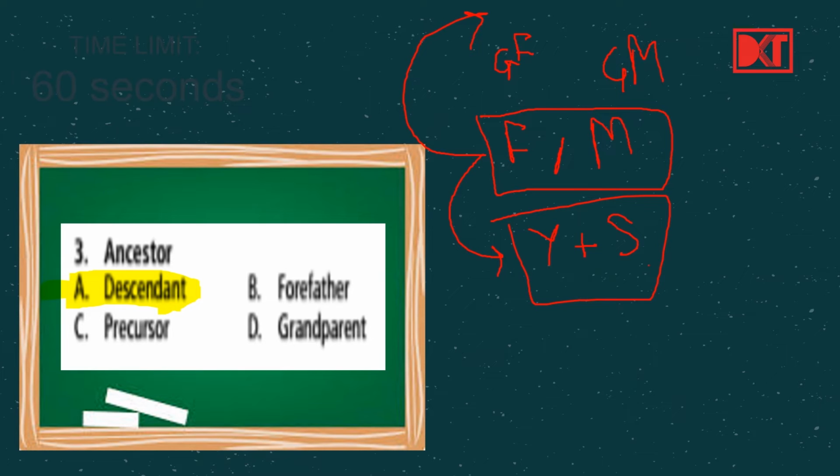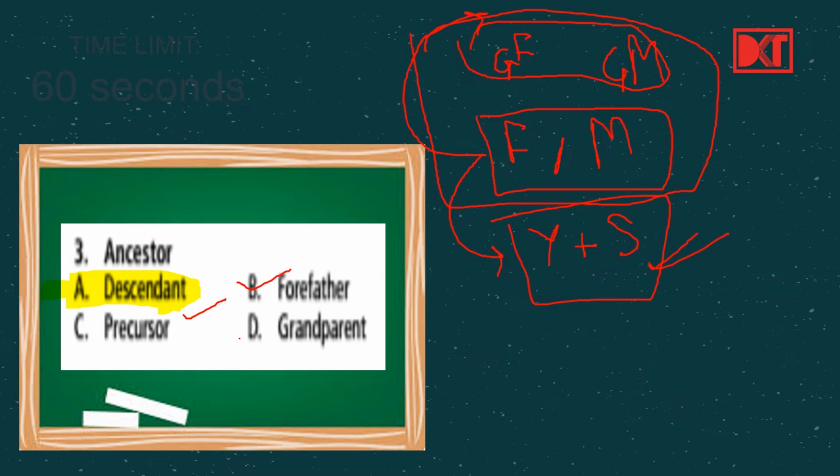And then for you, all these people are your ancestors, and they could also be called your forefather or precursor, and even your grandparent. Alright, grandfather, grandmother, grandparents. So the generation that has come before you. Now here, descendant is the generation that comes after you. Alright.